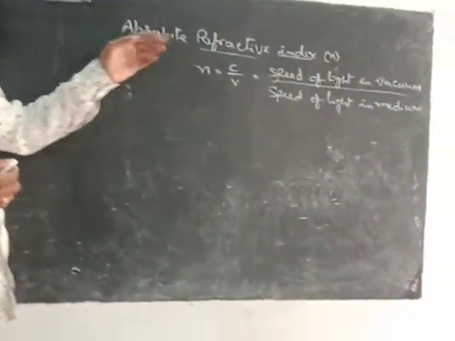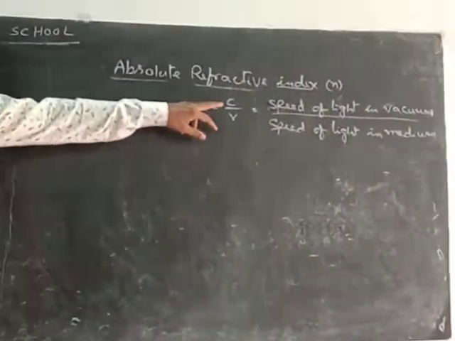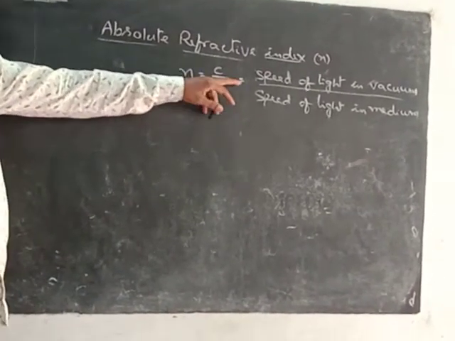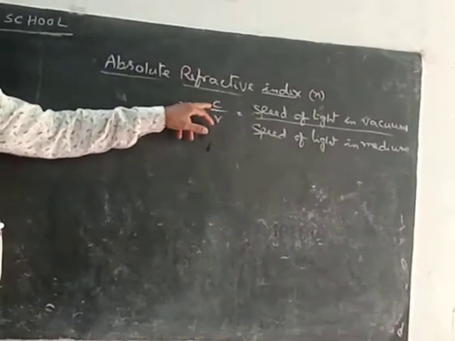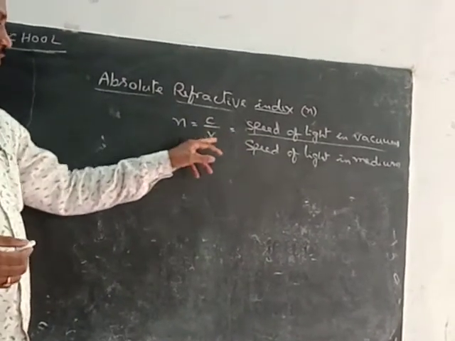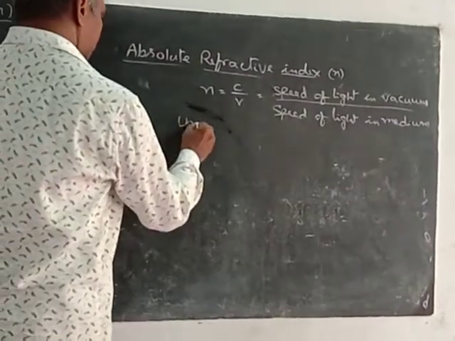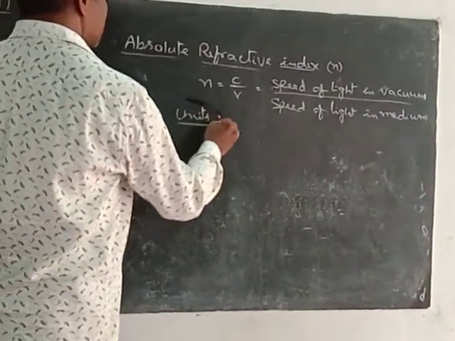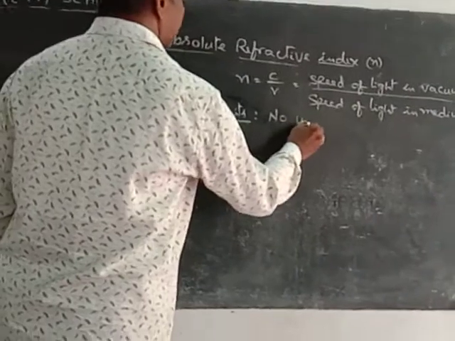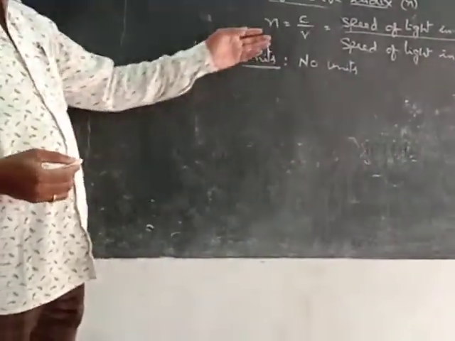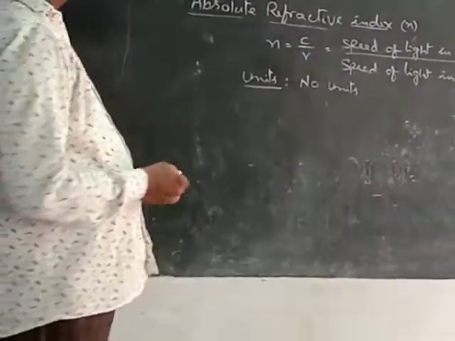What is absolute refractive index? It is the ratio between speed of light in vacuum to the speed of light in medium. Speed of light in vacuum is denoted by letter C. Speed of light in medium is denoted by letter V. Here no units, because it is a number, so there is no units for this.